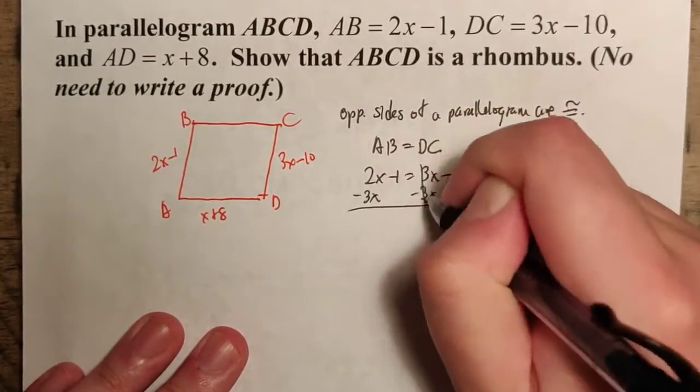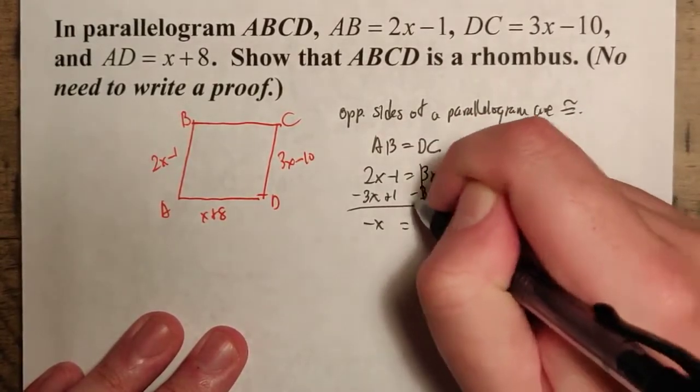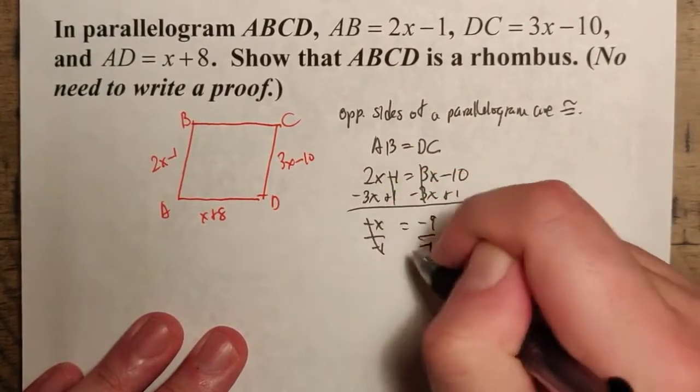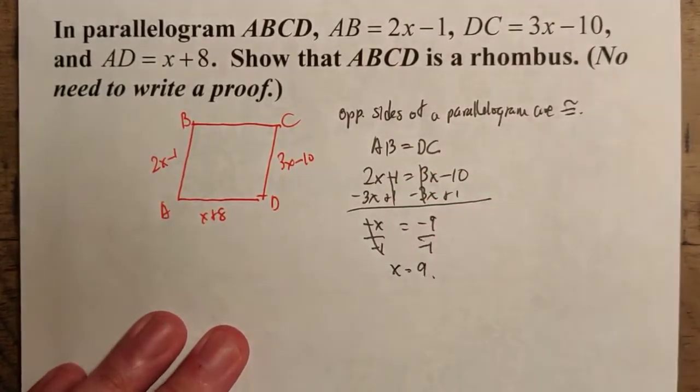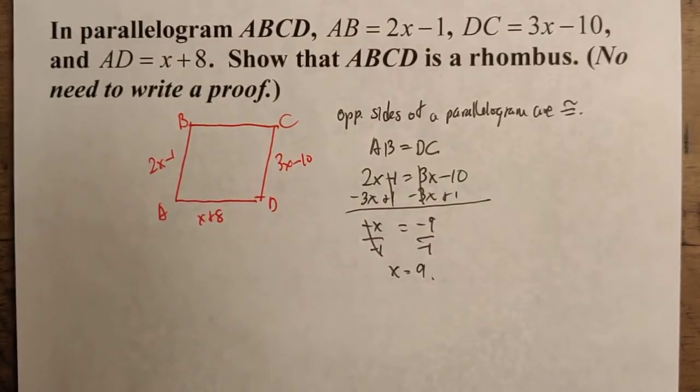That's pretty straightforward. We get negative x. I think we can add 1 to both sides. We get negative x, I believe, is negative 9. So divide by negative 1. That works out. We get x equals 9. Now, of course, we can go back and finish this off. So now we know that x equals 9, and we can go ahead and substitute this in.